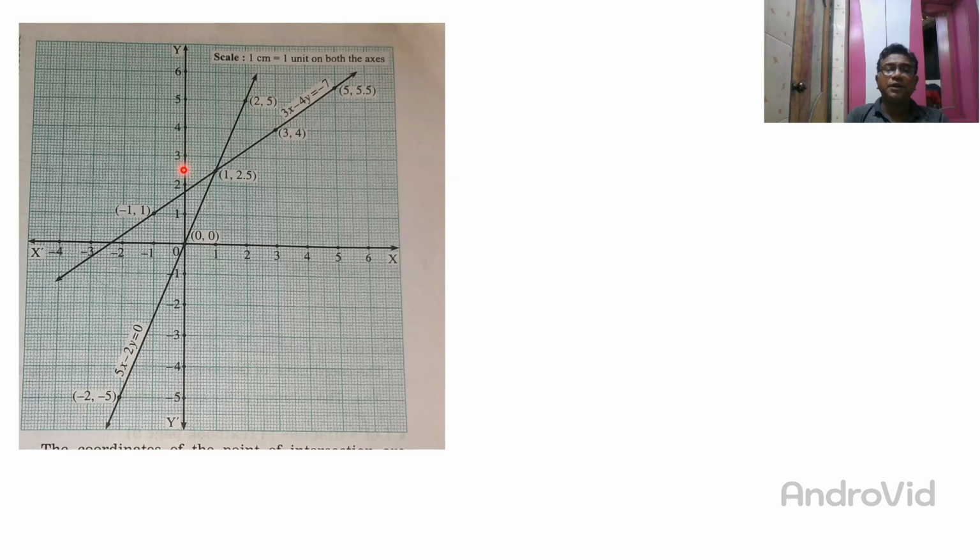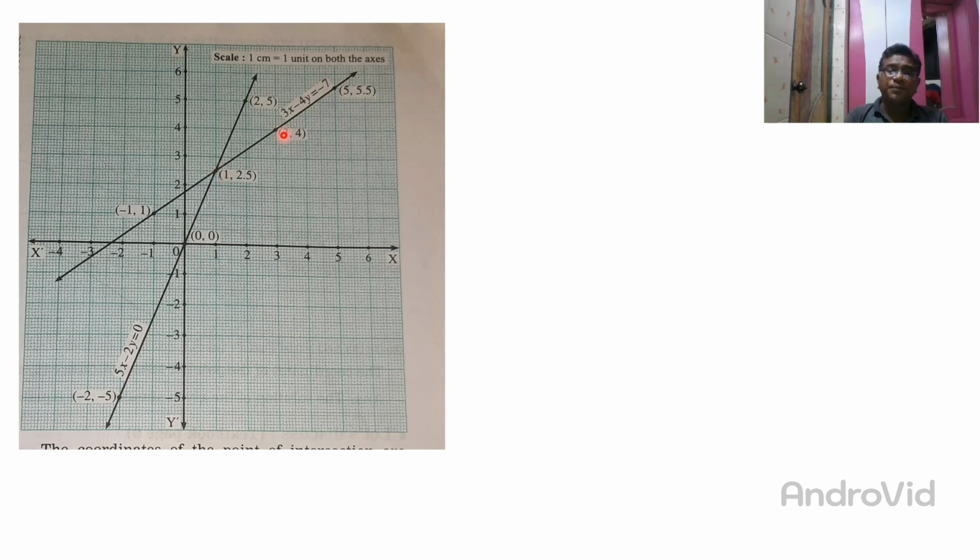So between this 2 and 3, the middle portion that is shown here, that is the 0.5. So this is 2, and after this the middle portion, the half portion between 2 and 3, this is the 0.5. So here I write 2.5. In such a way this 1 and 2.5 is plotted.